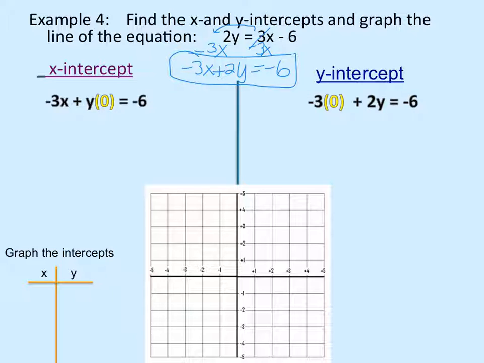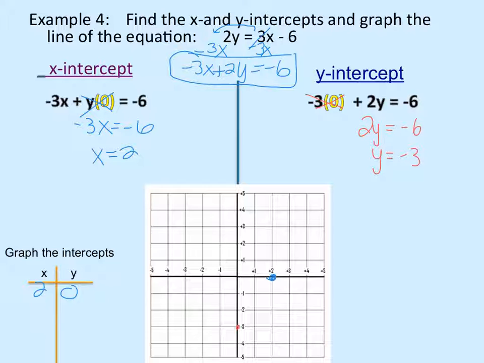So from here, if I want my x-intercept, I'm going to go ahead and zero out y. I'll have negative 3x equals negative 6. X would be 2, so I'm going to go ahead and put my x-intercept at 2, and then my y-intercept means get rid of x. Solve for y, and you would get y equals negative 3.